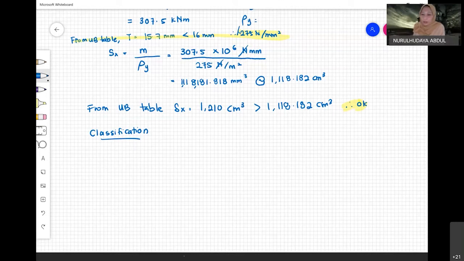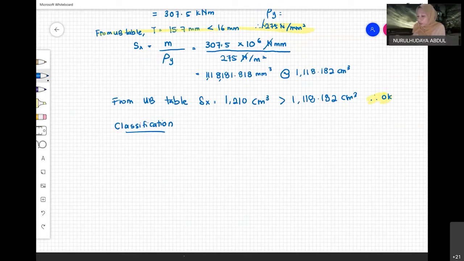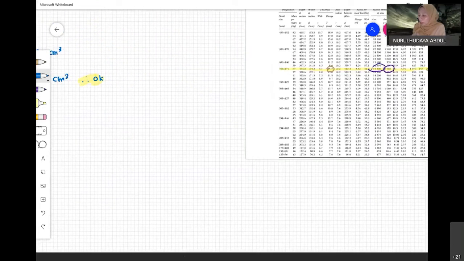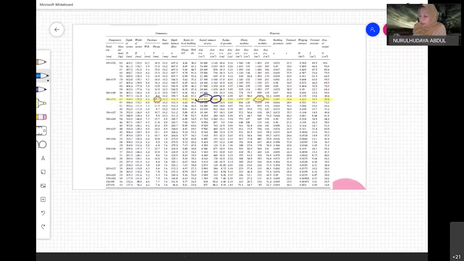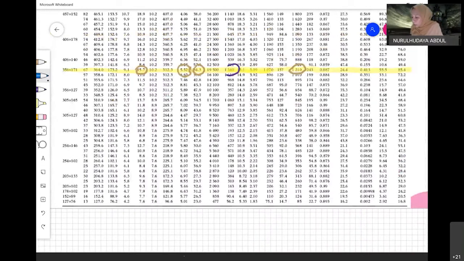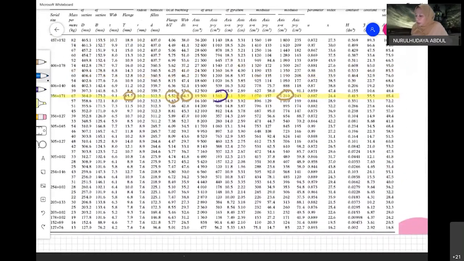So kita boleh terus nak check B over T dengan D over T. Bila ada B over T, D over T ni, okay, kita nak tengok dia punya ratio ni macam mana. So kita tengok dekat dalam properties ni lah. Berapa value B over T for flange and D over T for web. Okay ni, 5.52 dengan 34.3. 5.52 for B over T and D over T is 34.3. Kita dah dapat this one.